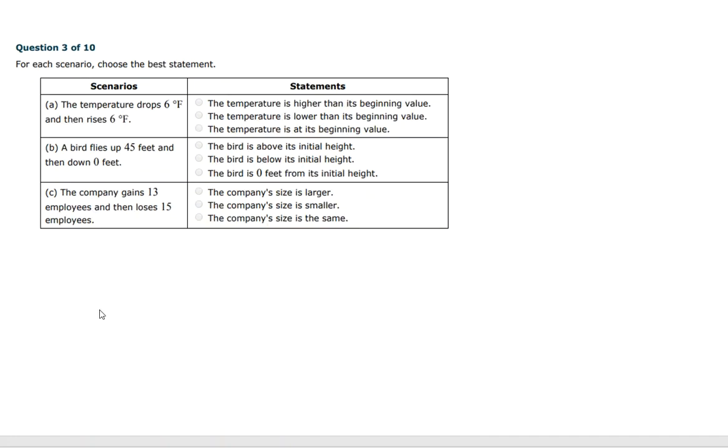Okay, let's look at another one. The temperature drops 6 degrees and then rises 6 degrees. So the temperature is at its beginning value. A bird flies up 45 feet and then down 0. So if it flies up 45 feet and down 0, it's going to be above its initial height. The company gains 13 and then loses 15 employees. So when we find the net change here, the company size is going to be smaller by 2.